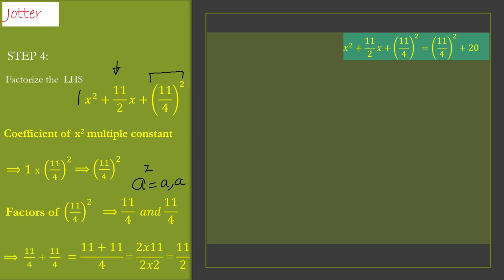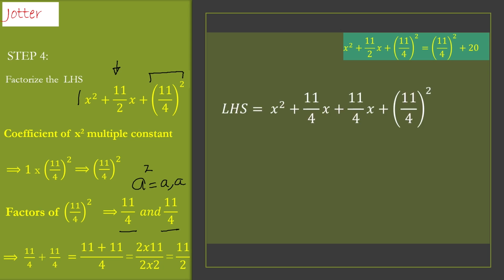So we now use these factors to rewrite the expression in this form. So we now have 11 over 4x plus 11 over 4x. If you add these two together, you're going to get this.